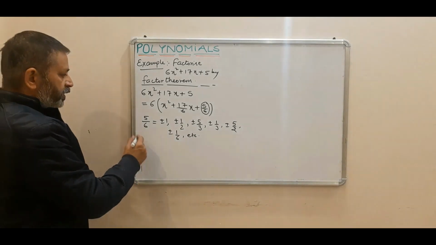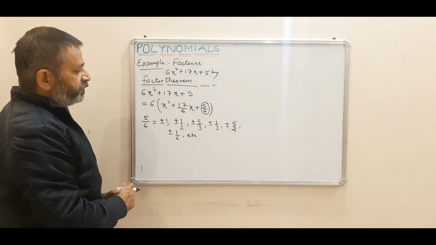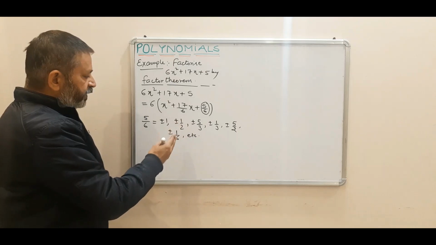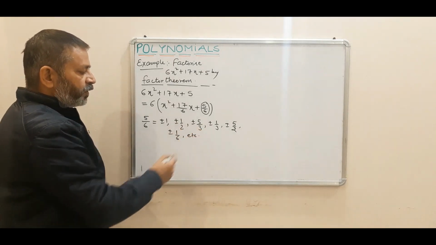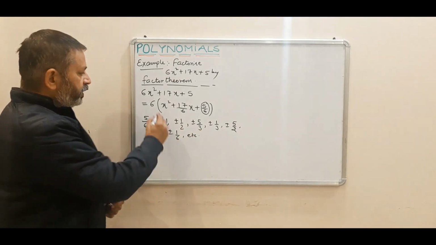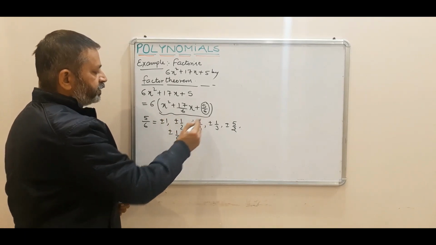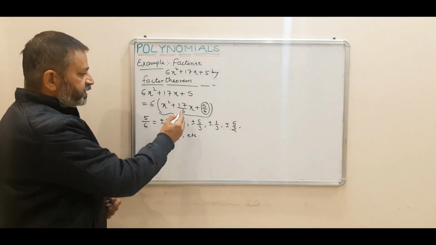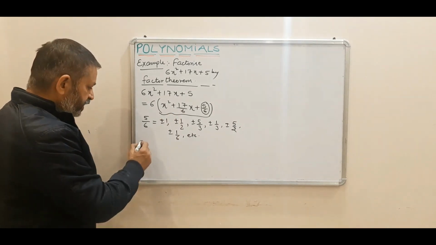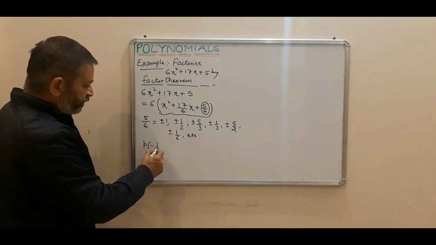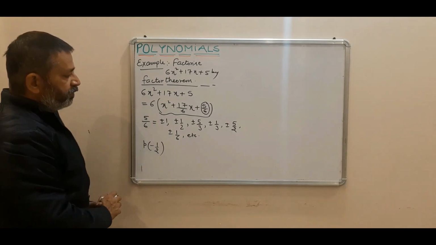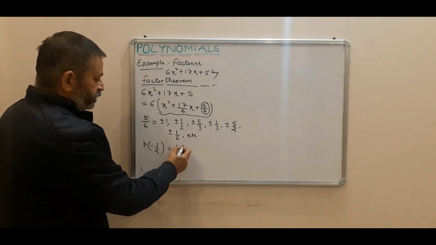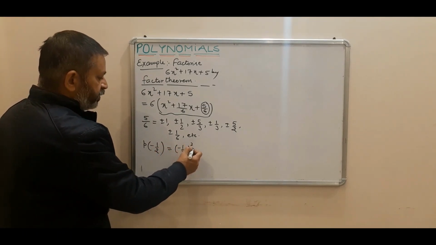So now as per the factor theorem, if these are all the factors, what we have to do is put one by one all the numbers in this expression and check for which number is giving you 0. So I'm starting with one number. Randomly you can check anyone. I'm putting minus half in this. We'll check whether it is coming as 0 or not.